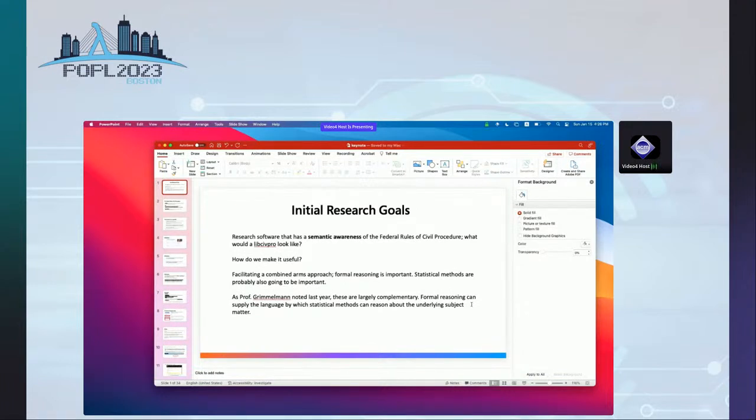The research goals, in a broad sense: if you had legal software that had a semantic awareness of the rules of civil procedure, there are plenty of things now that have a syntactic awareness of the rules. The other big thing is, how do we make it useful? How do we prevent it from just being an artifact that you can go look at and throw pennies into? We also wanted to facilitate a combined arms approach to making things useful.